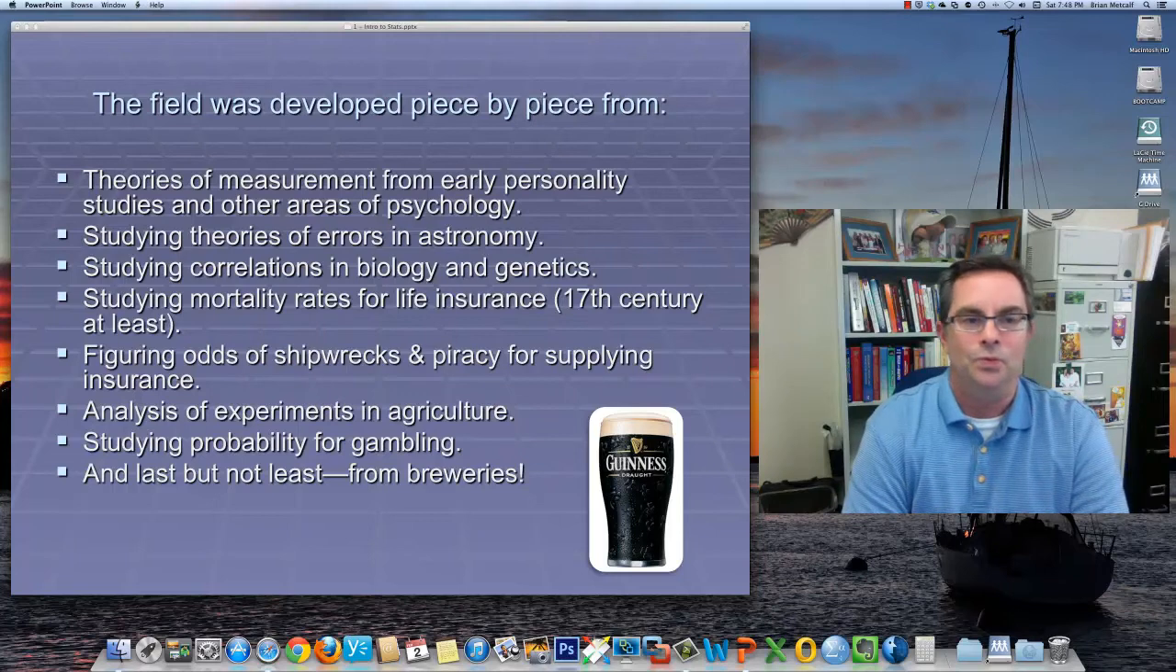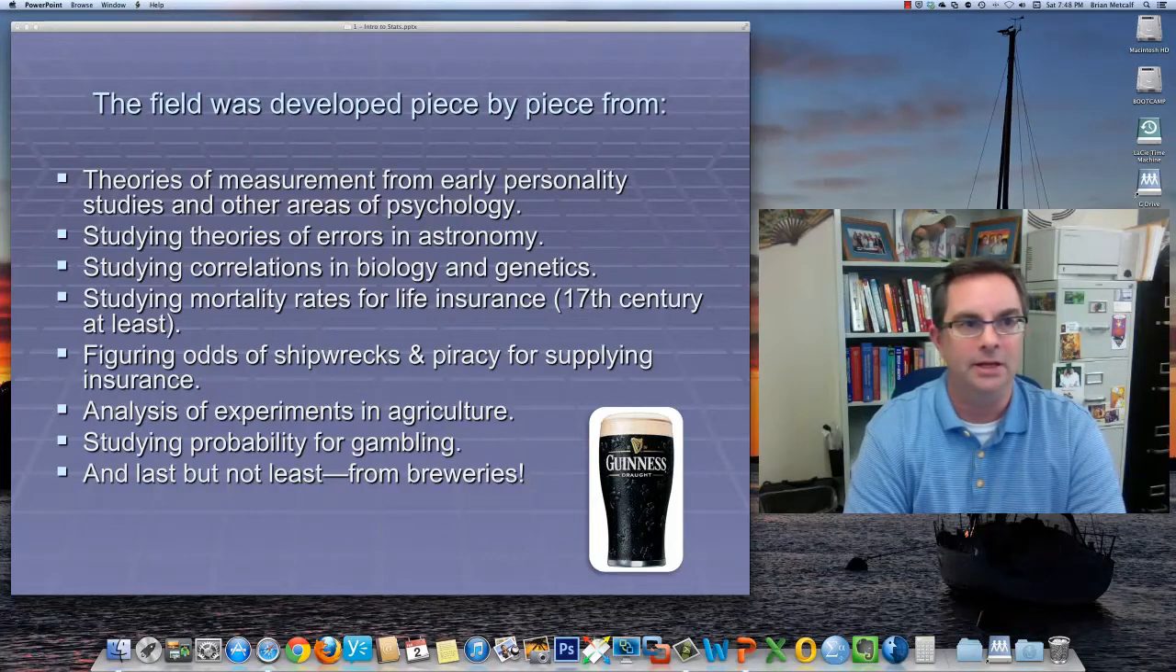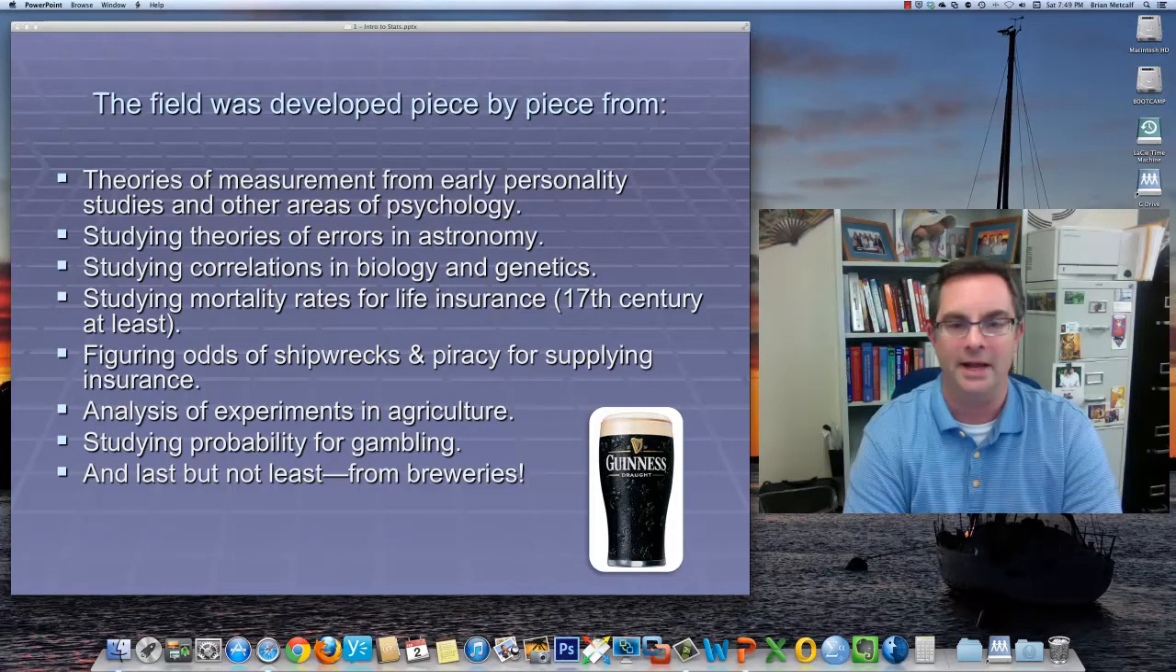And he realized that he didn't have a way to analyze what he was collecting. He ran into a wall. There weren't statistical methods out there to help answer the data that he was collecting, understand it. So he developed it himself.